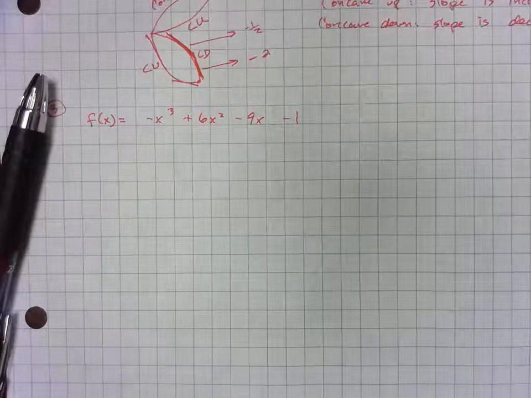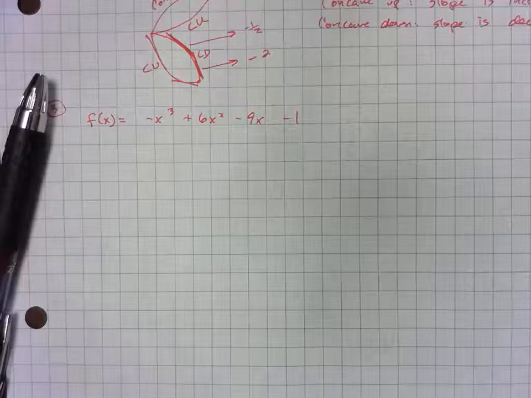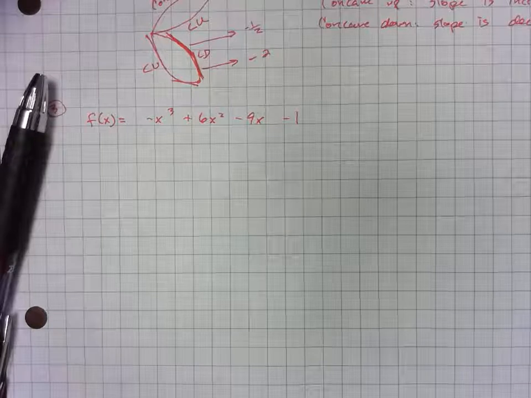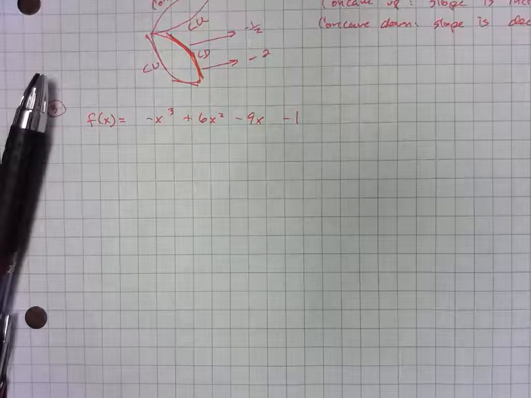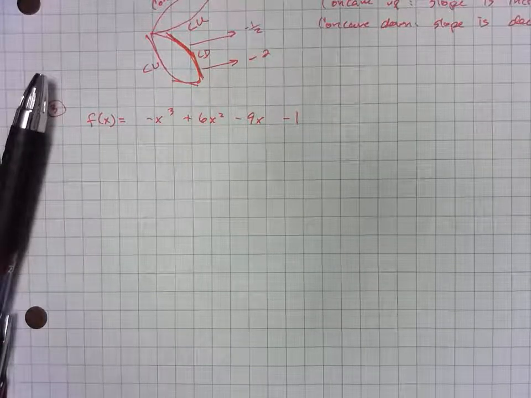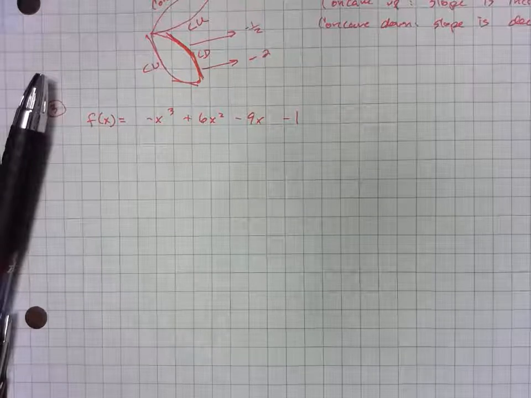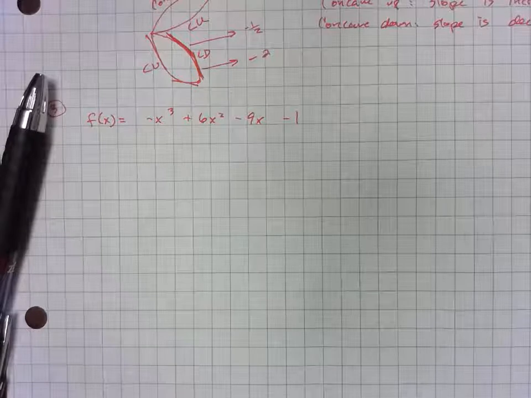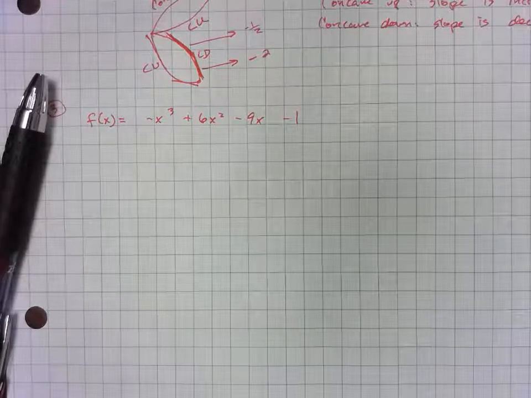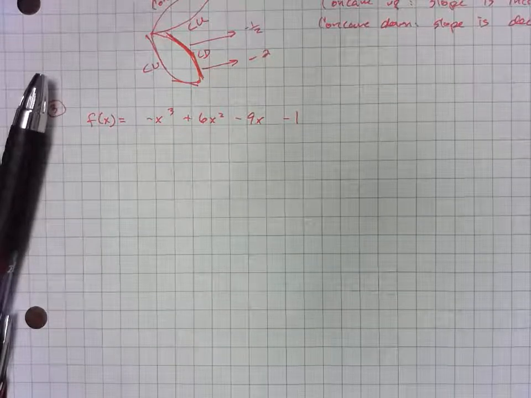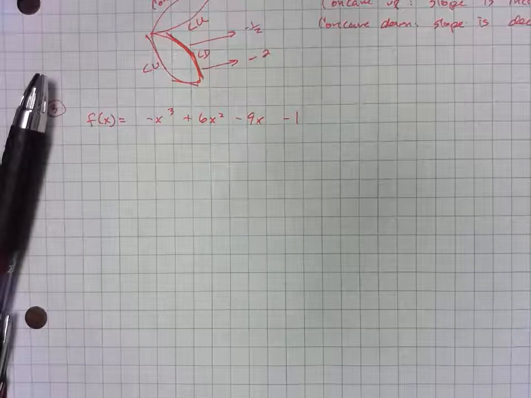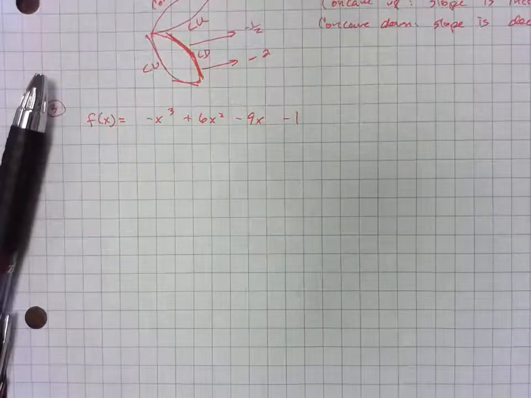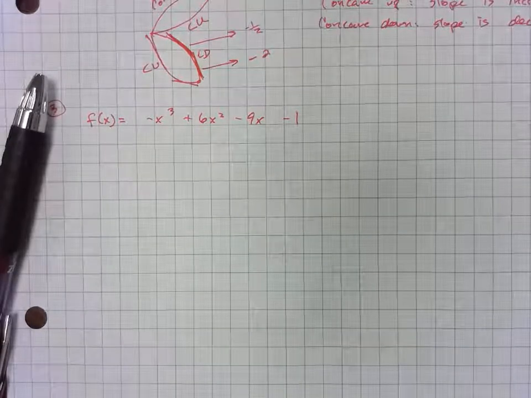So f of x is equal to negative x cubed, plus 6x squared, and then minus 9x, and then minus 1. Okay, and we want to change that. We don't want to be in pi. We just want to be right there. And we want to examine the concavity of this function.